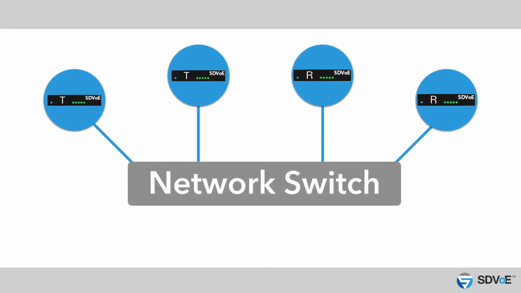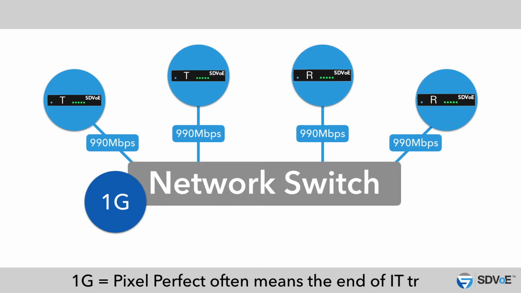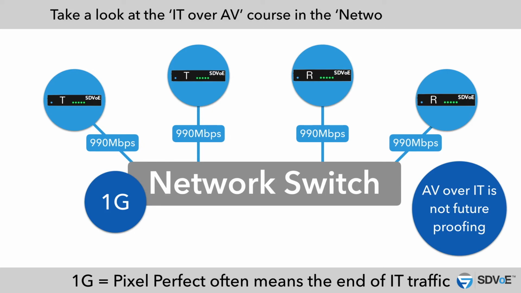If a network cannot provide enough bandwidth, then it shouldn't be considered for video distribution. For example, if the IT professionals are using 1 gig for their data, they really won't be impressed by you piling a 990 megabit MJPEG stream onto it. Remember, pixel perfect can often mean the end of IT traffic. AV over IT is not future-proofing. Take a look at the IT over AV course in the networking section to better understand how to position this to the IT team.